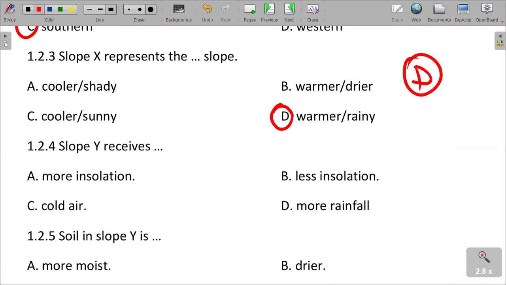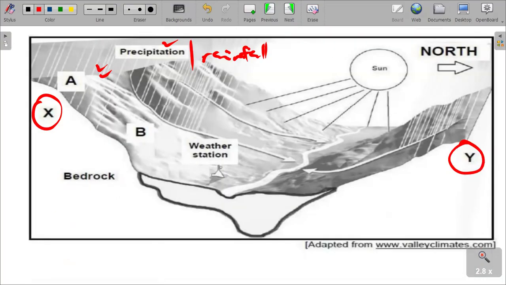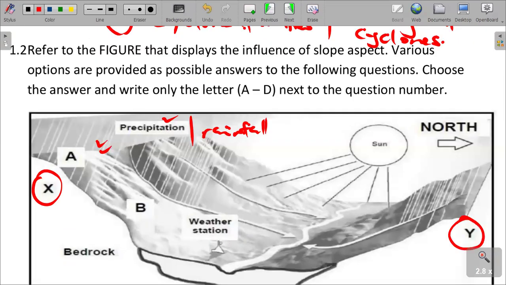Slope Y. Let's see on the map what is happening with slope Y. As you can see, there is the orientation. We are saying it has less sunlight. It is in the shade. It has no sunlight there. Slope Y does not get direct sunlight. So what we are seeing is that the incoming insolation hits slope X rather than Y.